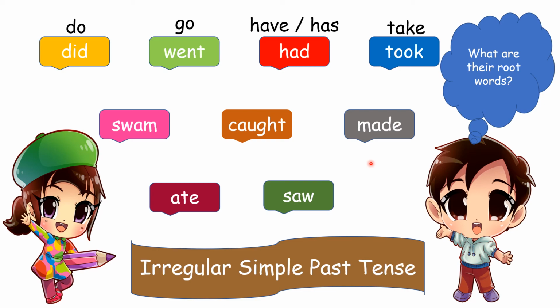Next is the word swam. It came from the word swim. While the word caught came from the word catch. The word made in past tense actually came from the word make. The past tense ate came from the word eat. And the past tense saw came from the word see. Now, do you see the difference between the past tense and the root word? They are not the same at all.